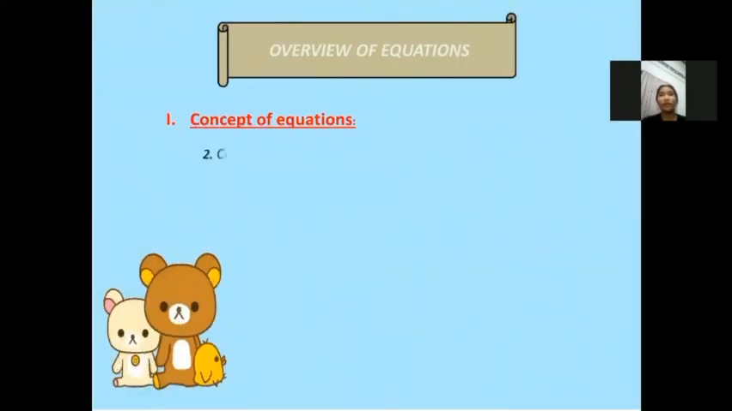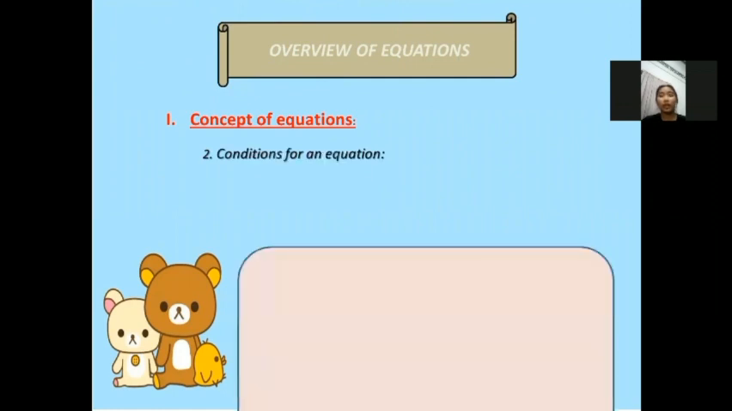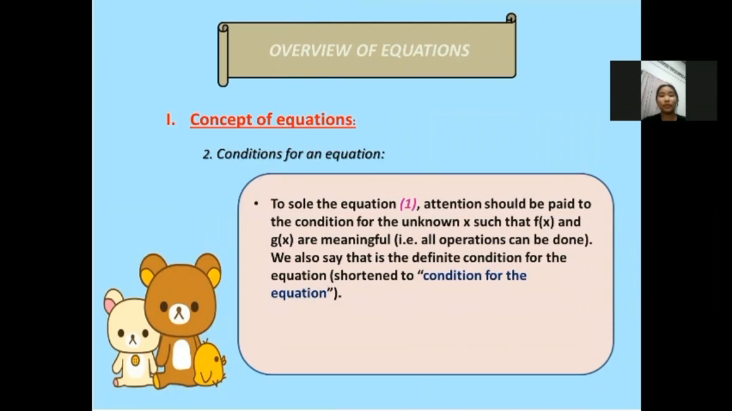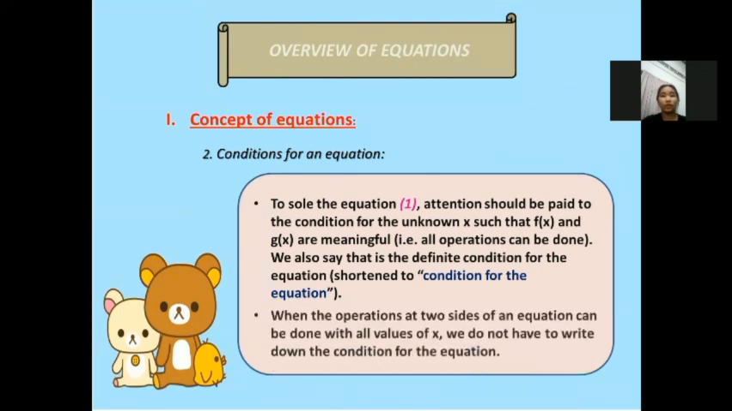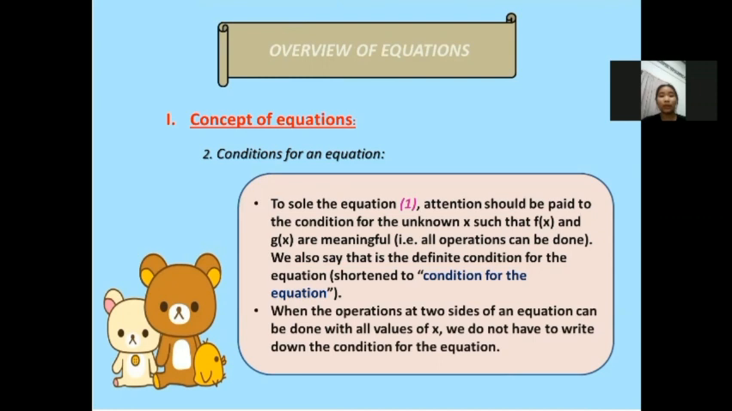The second is conditions for the equation. To solve equation 1, attention should be paid to the condition for the unknown, that f(x) and g(x) are defined, i.e. an operation can be done. We also say that the condition for the equation is shortened to condition of the equation. When the operation on two sides of an equation can be done with any value of x, we do not have to write down the condition.